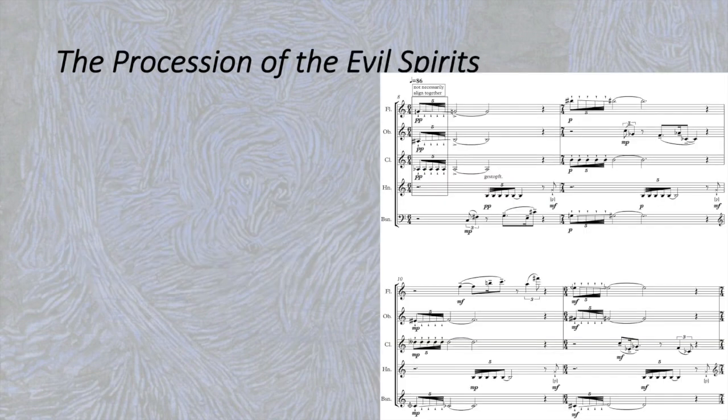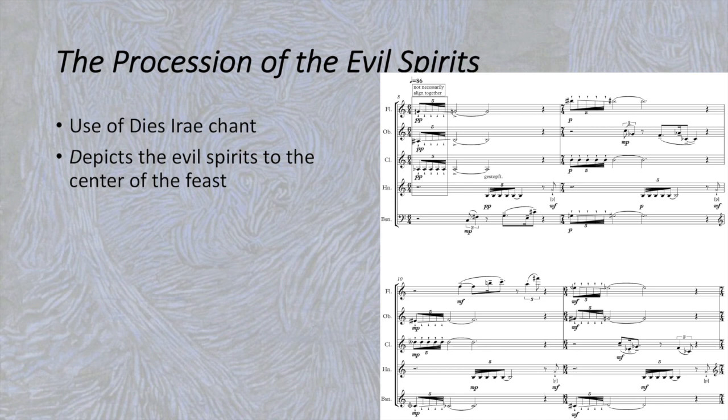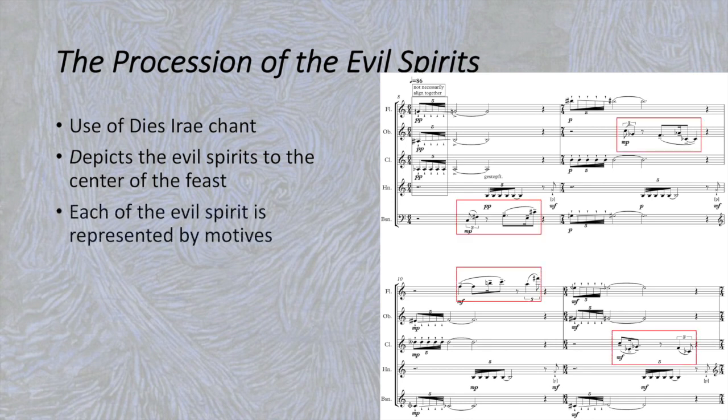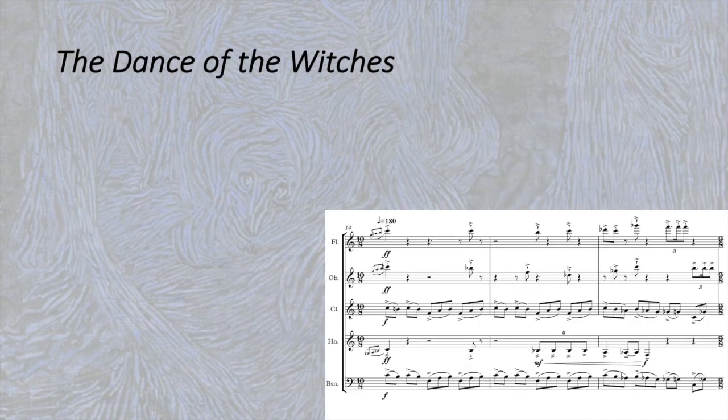The second section, the procession of the evil spirit, begins with a Dies Irae chant which depicts the evil spirit in the painting processing to the center of the feast. Each of the evil spirits is represented by motifs played by different instruments.